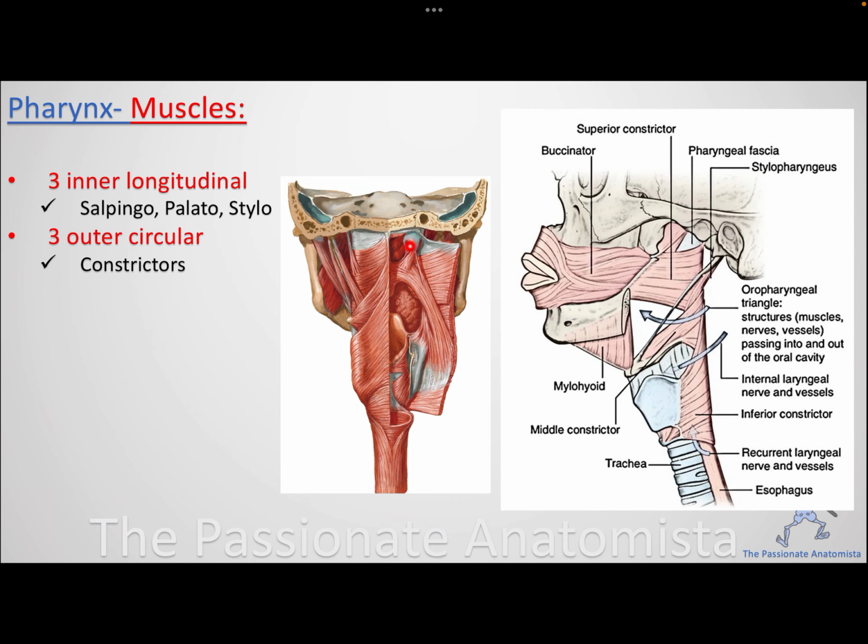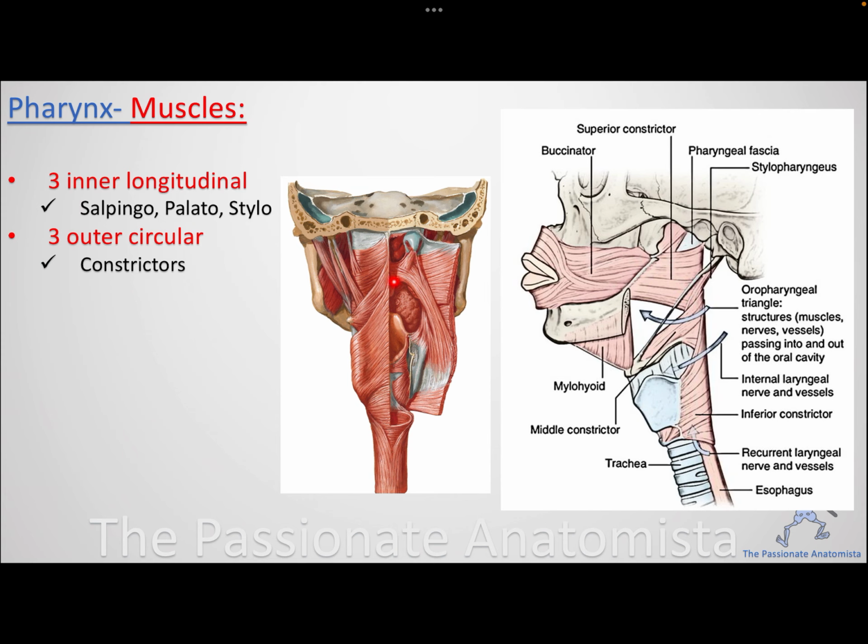One is the salpingopharyngeus, one from the soft palate, so palatopharyngeus. All right, salpingopharyngeus. Sorry, I'm talking about salpingo, a muscle going to the pharynx.